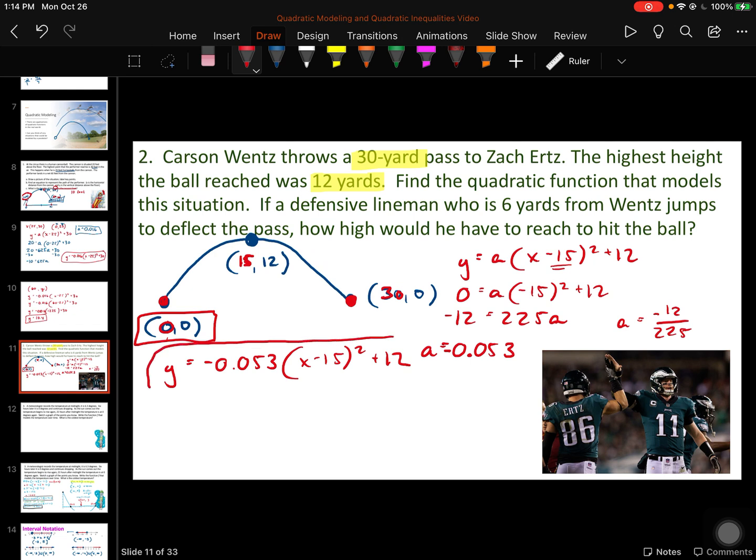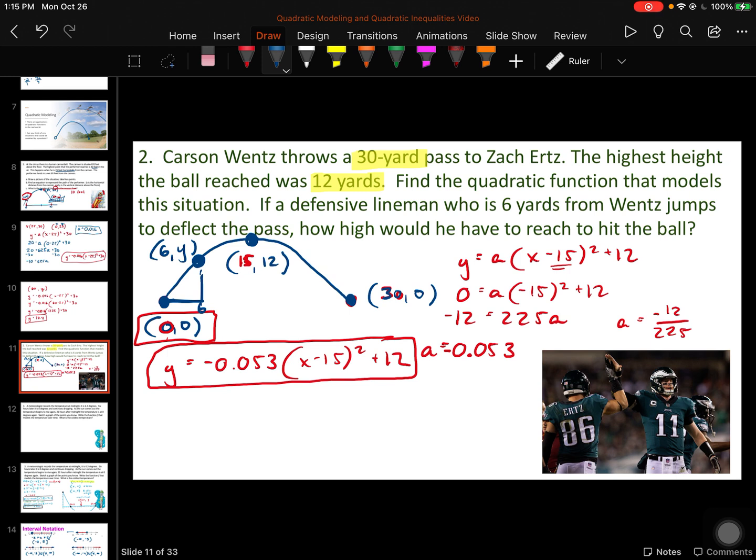There's your equation. Now the next problem says a defensive lineman who is 6 yards away from Wentz. So let's say there's a defensive lineman right here and he's standing up. He jumps and he deflects the pass. So he's deflecting the pass right here. I know that he's 6 yards away. So this is 6. I want to know how high he had to jump. So I need to figure out this y right here.